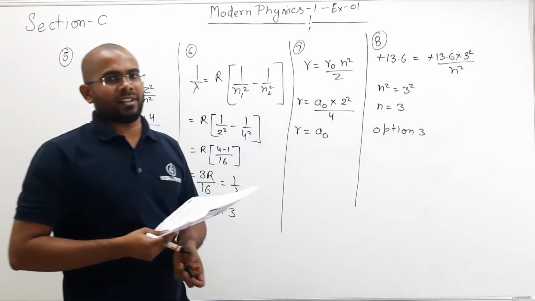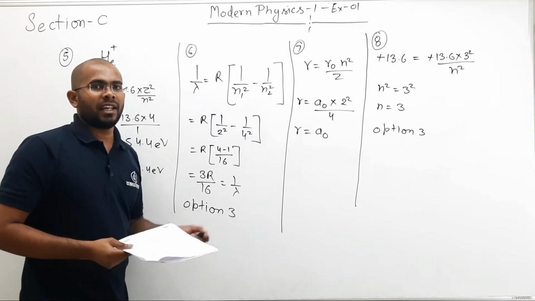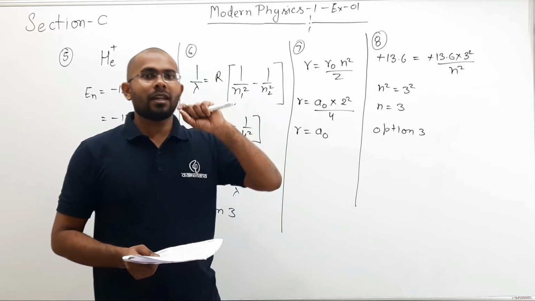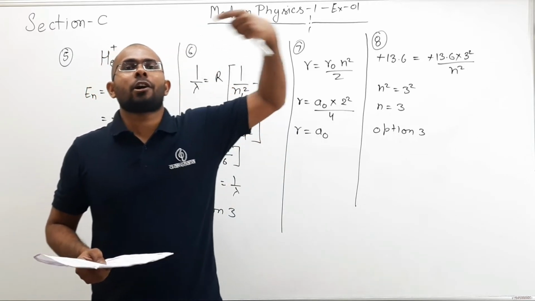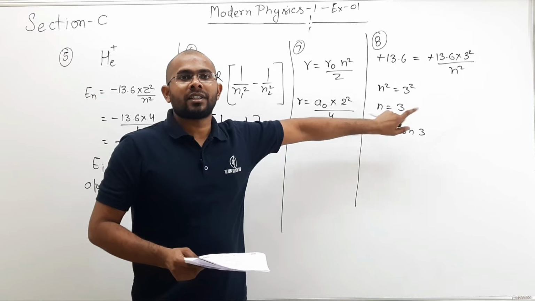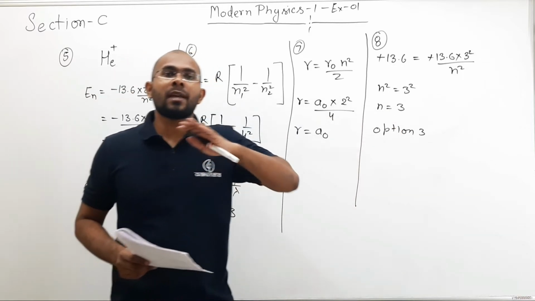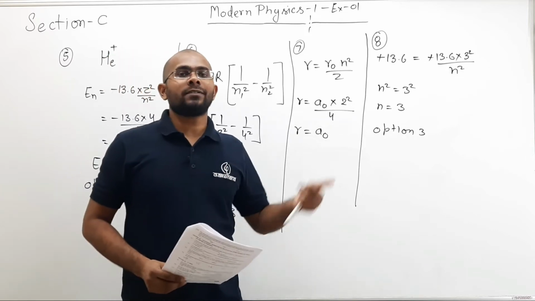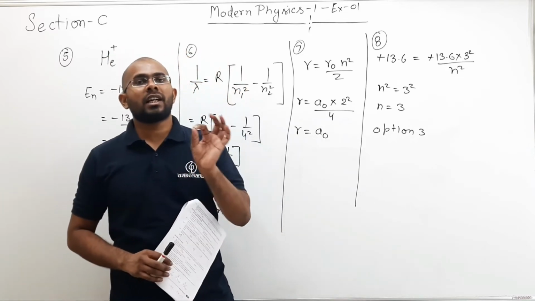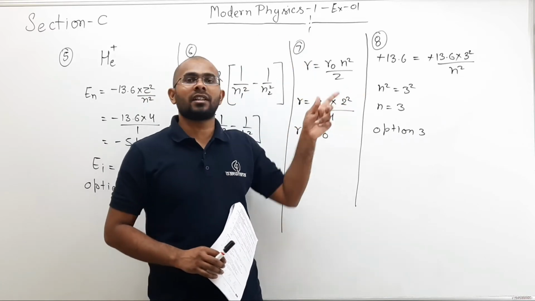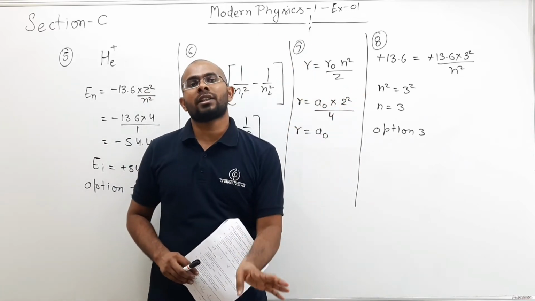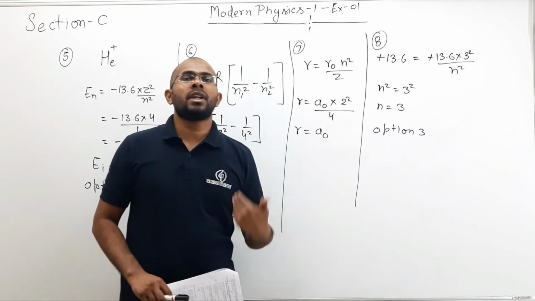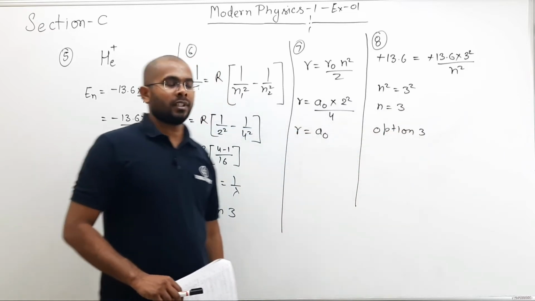Now what is the meaning of this? The meaning is, in case of a doubly ionized lithium ion, if the electron is in the third orbit, the third energy state, then it will have the same energy as an electron in the ground state of hydrogen. So whether you keep your electron in the third orbit of doubly ionized lithium ion, or in the ground state of hydrogen, both will have the same energy. So that is the meaning of this.